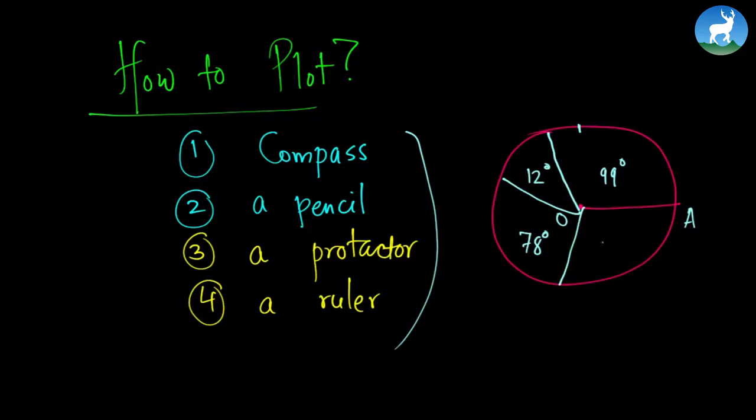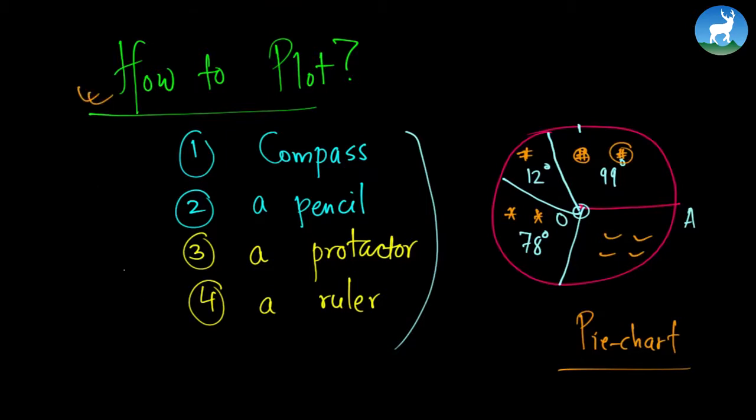Whatever you get, the final product is what you call a pie chart. So that is what a pie chart is. And don't forget to give special symbols and to draw a legend or an index. That is how you would plot a pie chart.